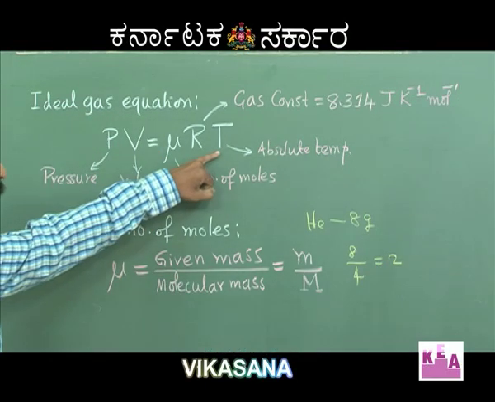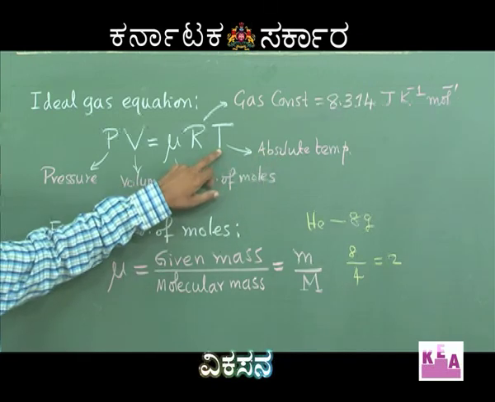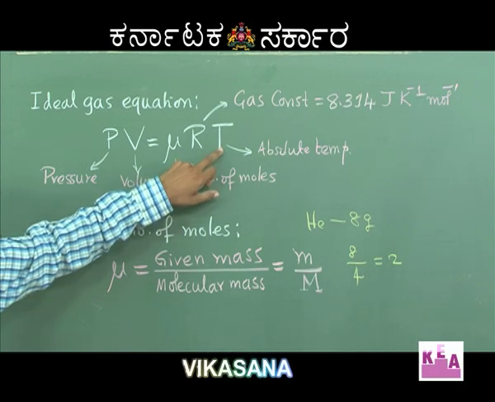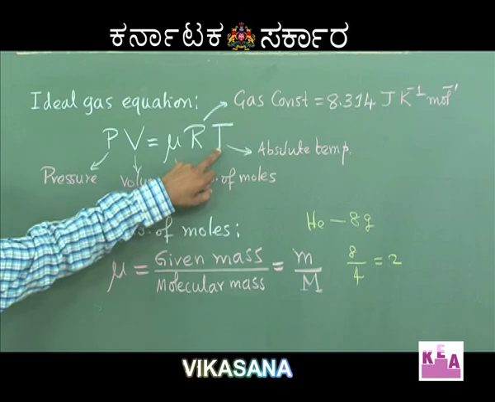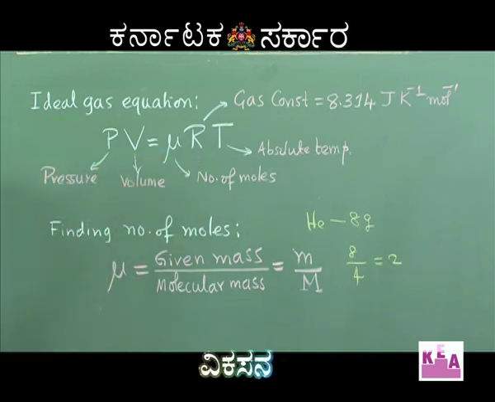But you should be very careful about this T. T is absolute temperature. It should not be substituted in either degrees Celsius or degrees Fahrenheit, but it should always be substituted in kelvins. Pressure into volume is equal to μRT, which is called the ideal gas equation. We shall solve a problem on this concept now.